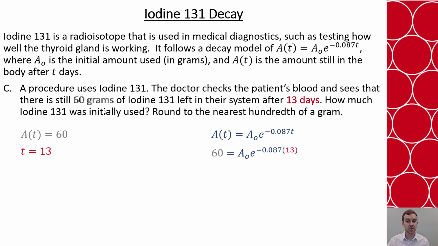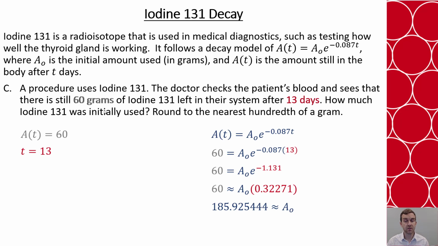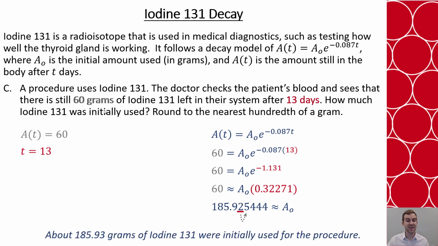So now here, e raised to the negative 87 thousandths times 13 is a number. I can then do e raised to that negative number. So I have some number times my unknown. I divide both sides by that value, and that will give me an approximation. And I want to round it to the hundredth of a gram. So if I look at the hundredths, that's 2, and to the right is a 5. So I'm going to round that up to 185 and 93 hundredths grams of iodine 131 were initially used for the procedure.